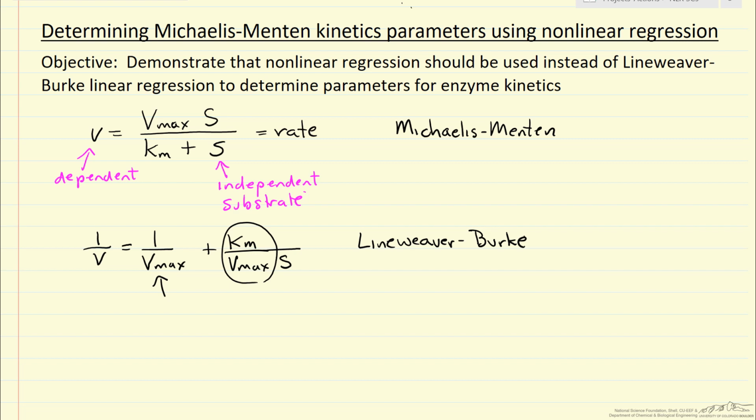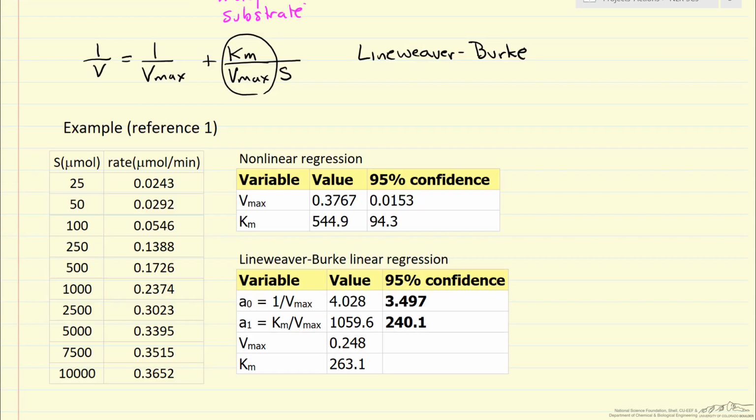So let's look at values that we get. We're going to use some data from a reference. So let me pull up that data. What I've done is taken data, shown in the table, from reference 1. This reference is at the end of this screencast. I've done nonlinear regression, and notice that the confidence limits are relatively small, which is what we look for to have a good fit. And then I compared it to the Lineweaver-Burk linear regression.